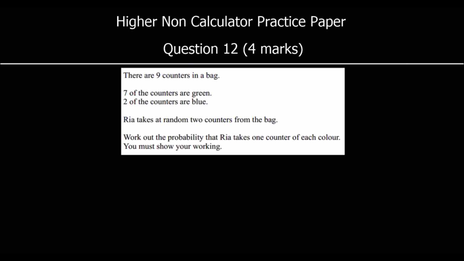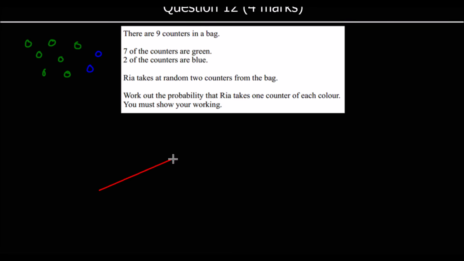Question 12. So we've got a conditional probability question. We can draw a probability tree. There are 9 counters in the bag. We've got 7 greens, 1, 2, 3, 4, 5, 6, 7, and 2 blues. We're going to take 2 counters from the bag at random, and we need the probability that we're going to get 1 of each color. So we can draw a tree. So first pick and second pick.